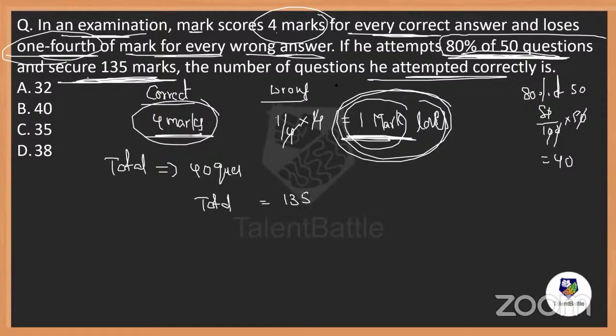Okay, so how will we do it? The total marks are 135. That is the hint for you. There is a shortcut, and I will tell you the shortcut also, but first I will tell you the main method. What exactly is the process we are going to follow?